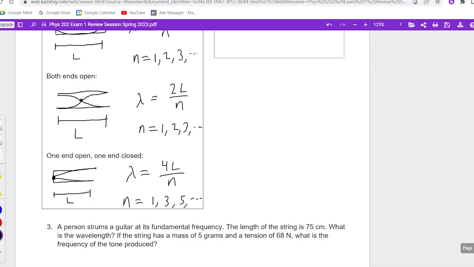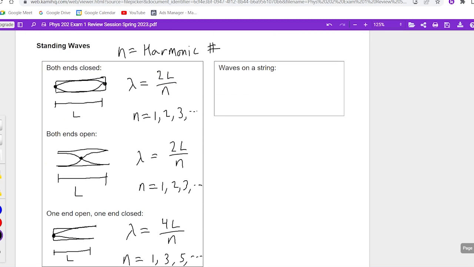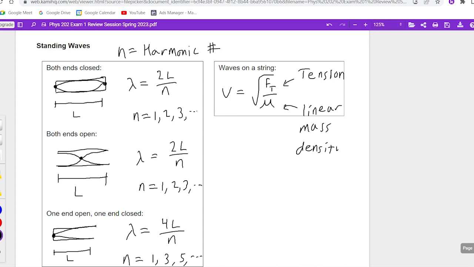Any questions on that? Okay, and the only other thing I want to talk about is waves on a string. We have this equation right here. V, again, the wave speed, is equal to the square root of your tension force divided by mu, which is the linear mass density. So Ft is your tension force in the string, and mu is called the linear mass density. And all that is, mu, is equal to the mass of your string divided by the length of your string. That's all it is.